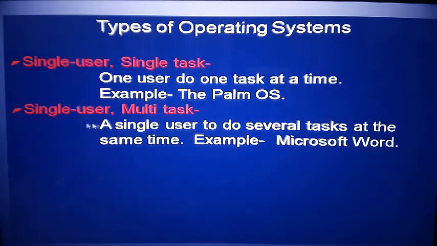Second, single user, multiple tasks. It means one person, one system, doing multiple works. So a single user does several tasks at the same time, like Microsoft Word. In Microsoft Word, one user can do many works, multiple tasks.